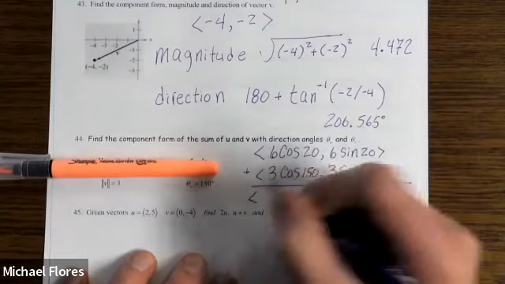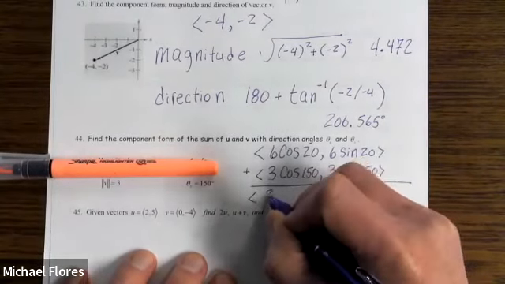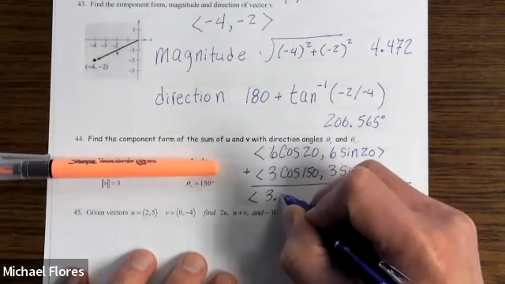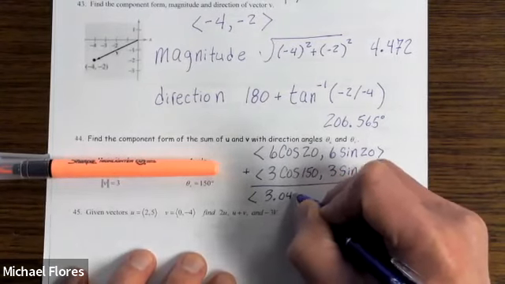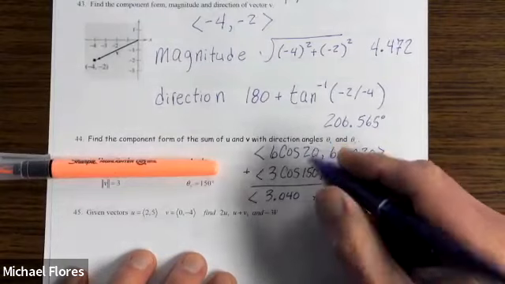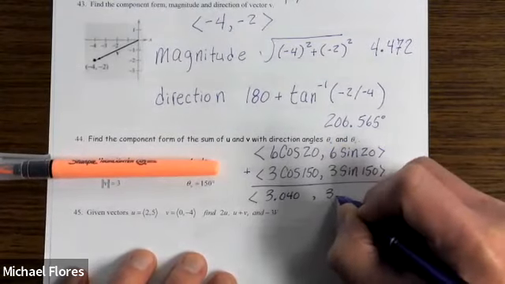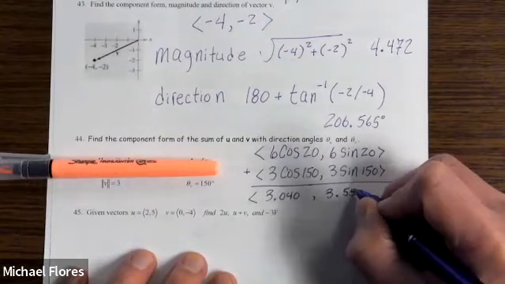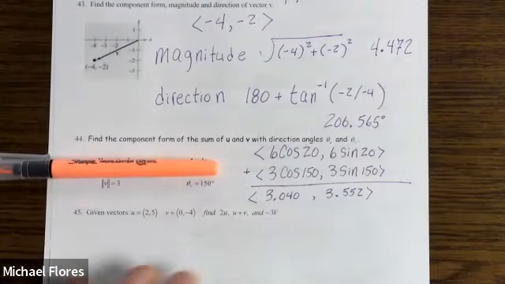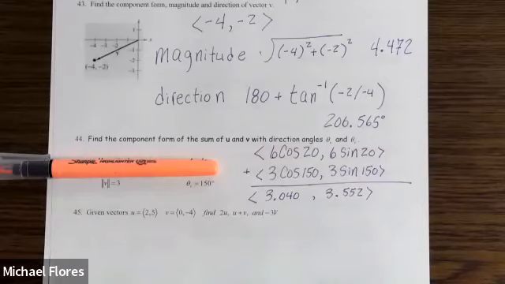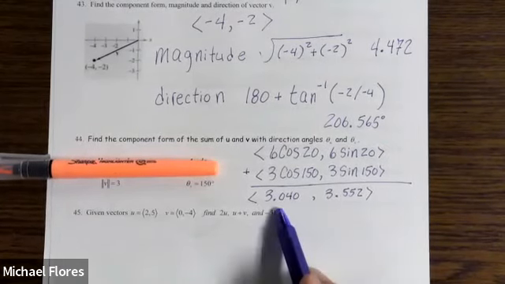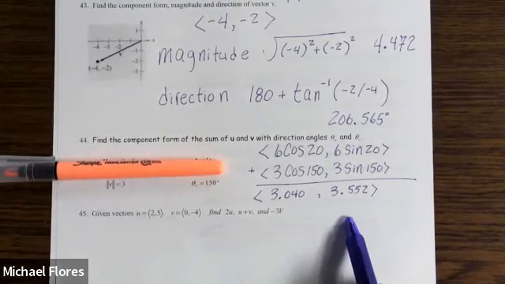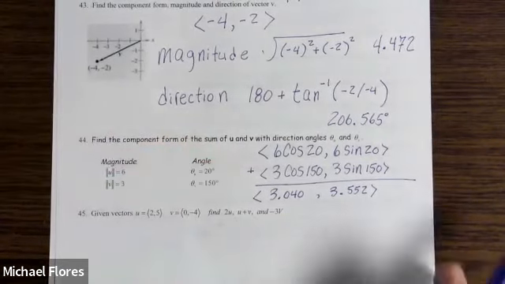If you add these correctly, here's what you would get. Your x term would be 3.040. Your y would be 3.552. Pop quiz. It doesn't ask you this, but I'm just curious. What quadrant would this fall in? Quadrant 1, very good. You'd have to go right 3.04 units, you have to go up 3.552, that's quadrant 1.